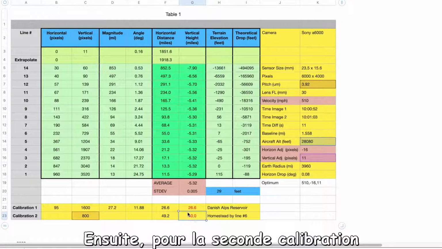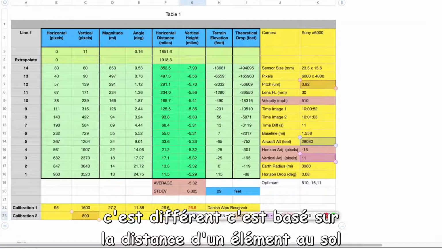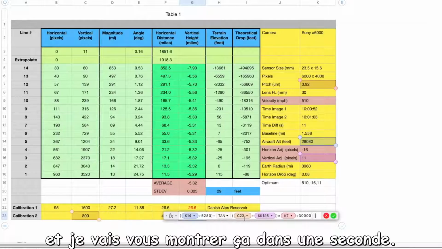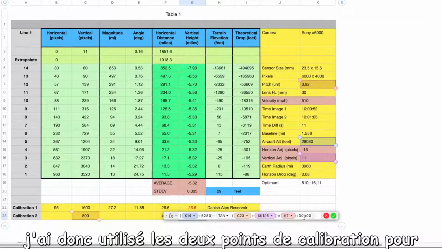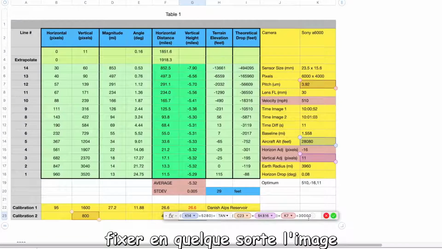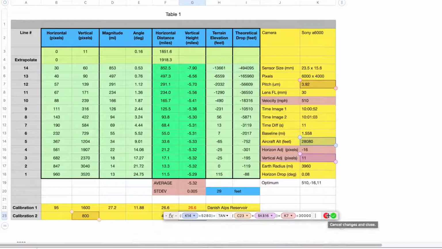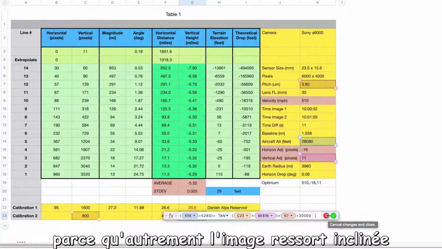And then the second calibration is different. That's based on the distance to a feature on the ground, and I'll show you that in a second. So I use those two calibration points to anchor the image, because otherwise the image comes out slanted.